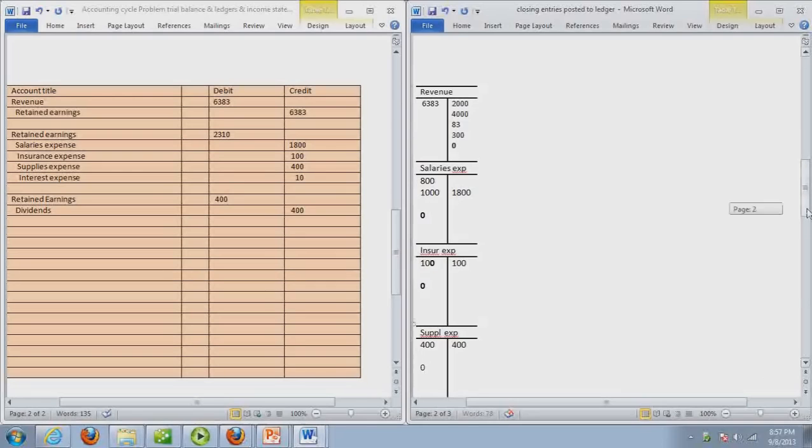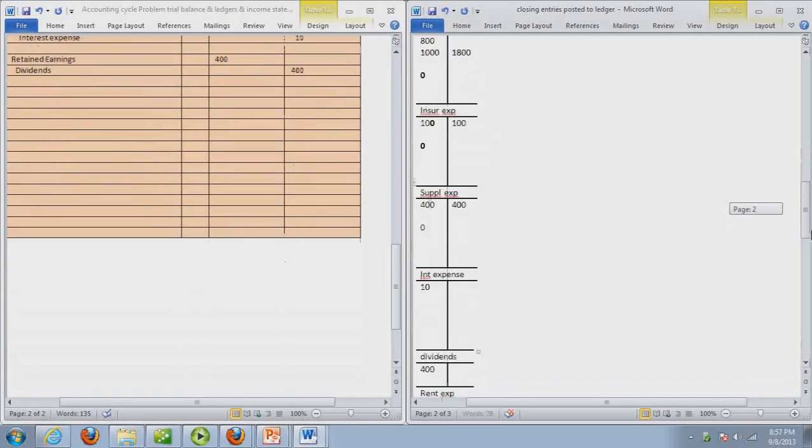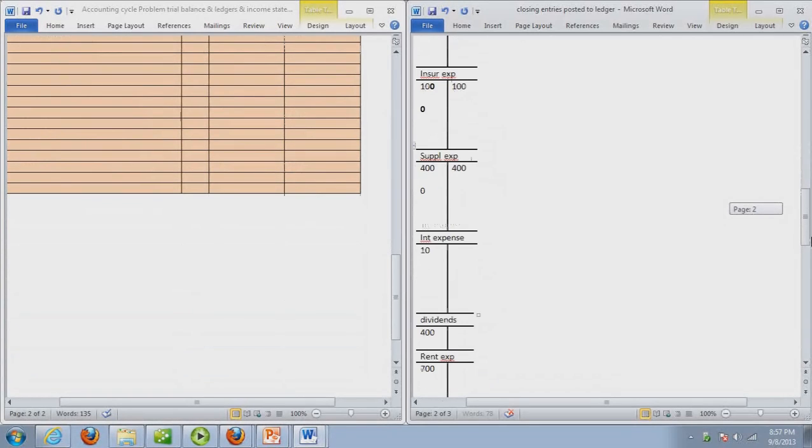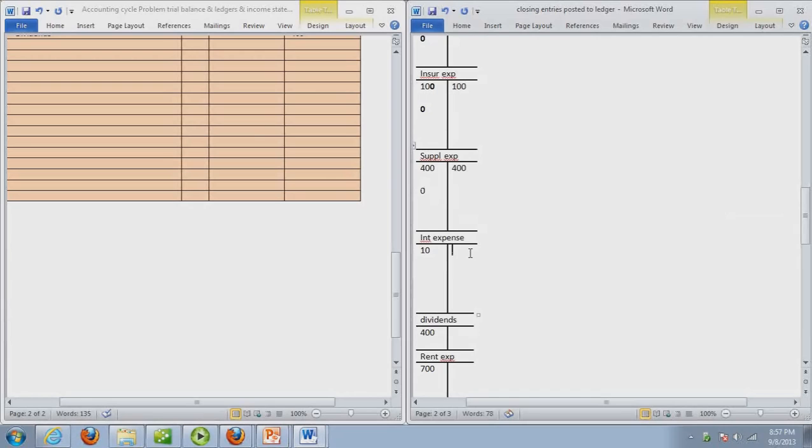And then hopefully last but not least, or actually a couple more things, we have the interest expense. So if you post that to the opposite side, you create zero. Dividends, we credit it for $400. That's going to create a zero balance. And then rent. Credit rent, and that creates a zero balance there.